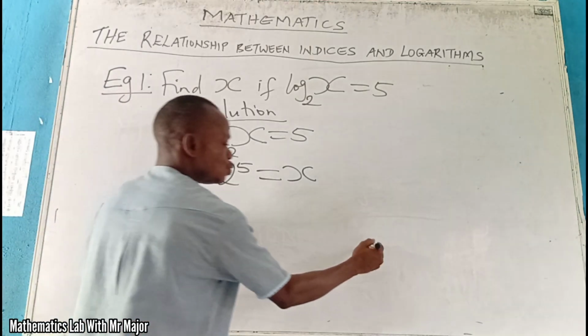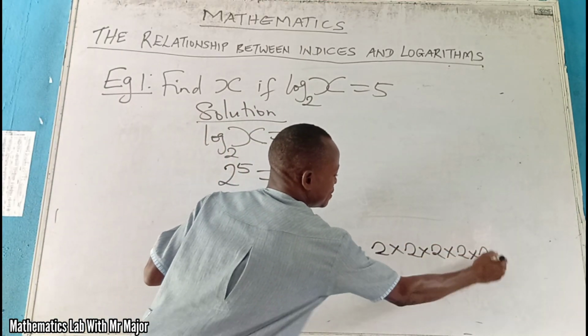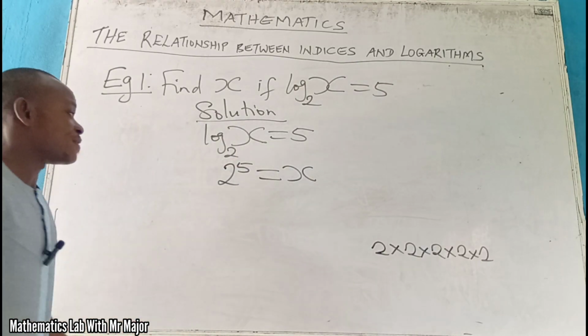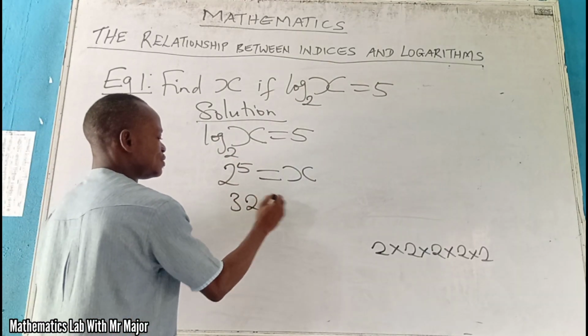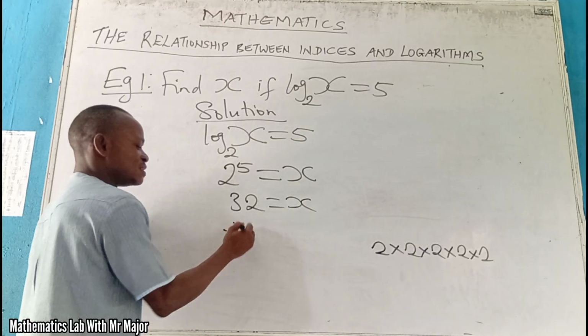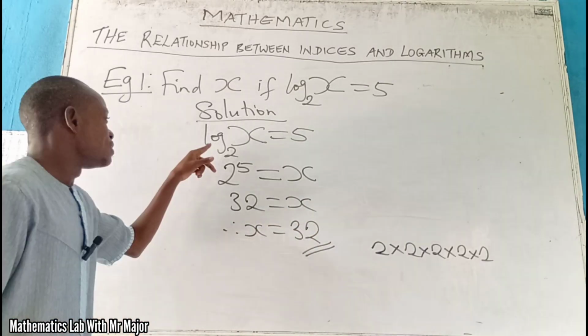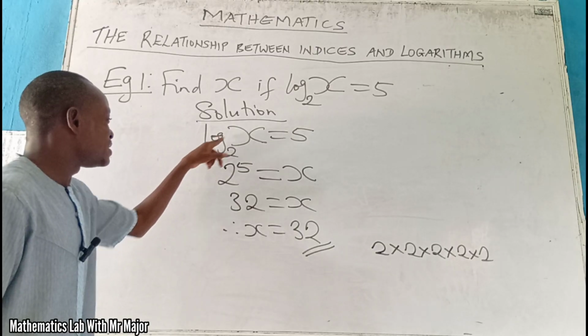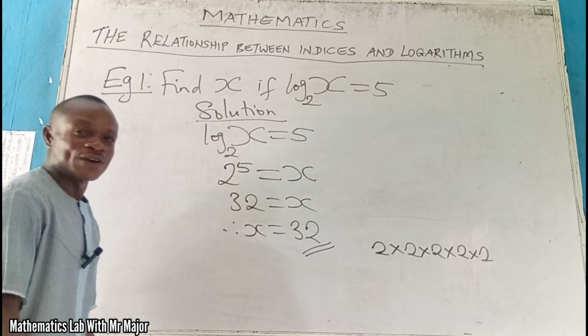That is 2 times 2 times 2 times 2 times 2. And 2 raised to power 5 will give us 32. So the value of this is 32 equal to x. What that means is that our x is equal to 32. So what this expression means is log 32 to base 2 is equal to 5.